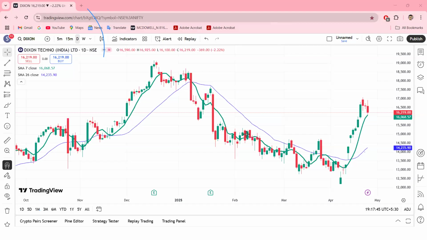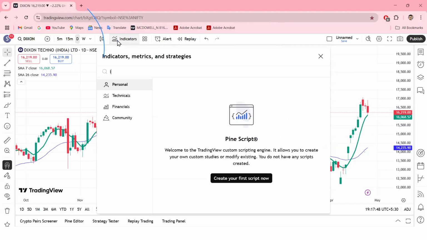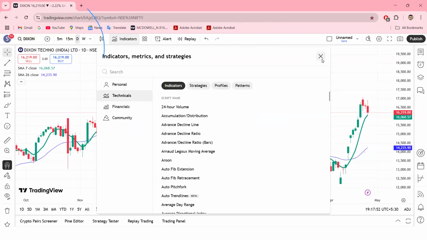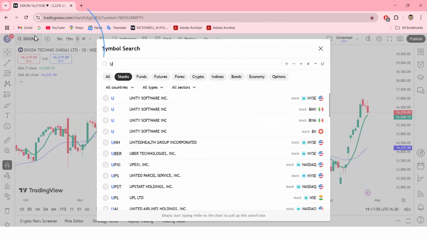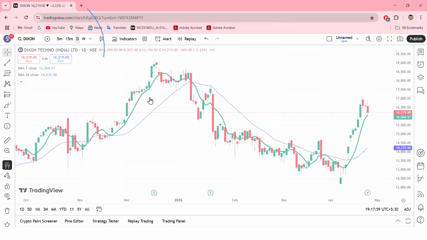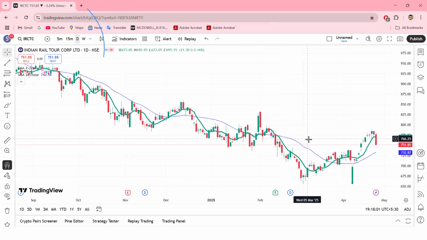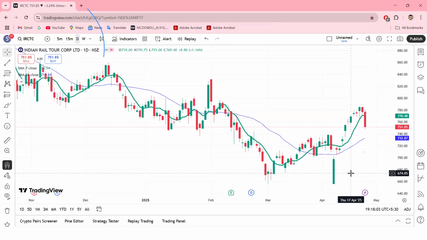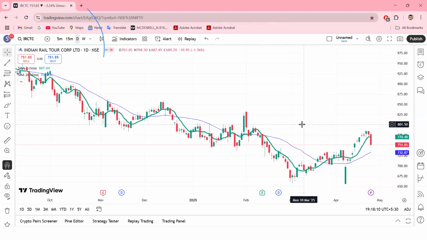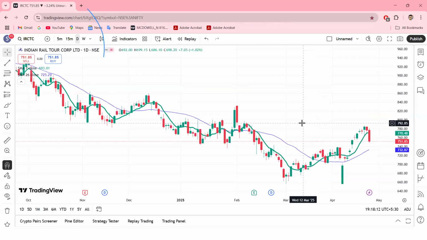Sir, IRCTC. Yes, IRCTC, you can search it too. For long-term and positional trading, you have to choose the SMA only. According to the SMA, you can see that for IRCTC also, green is crossing above the blue line. So like this, you can average your stocks, or you can buy whenever the market is correcting.